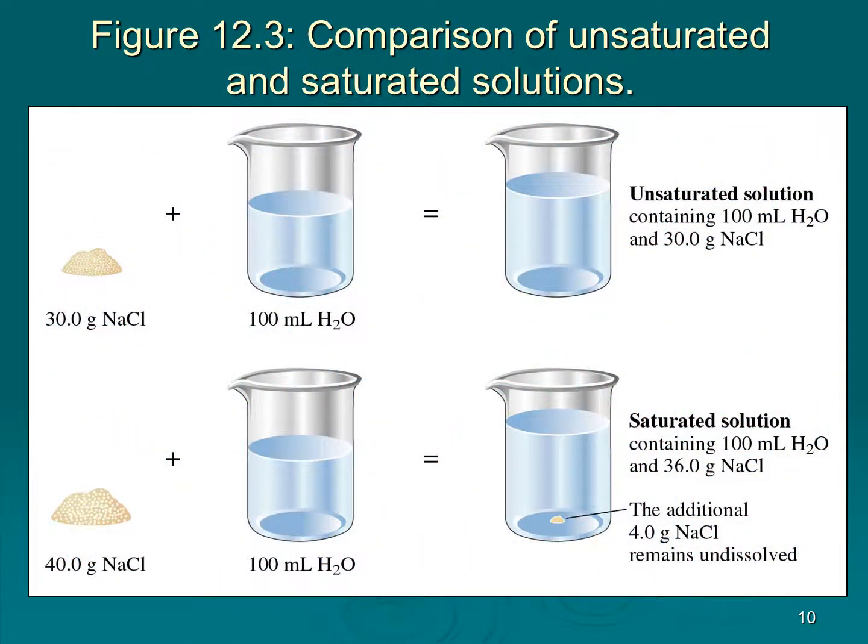So here's just an example. It turns out that the solubility of salt is 36 grams for every 100 grams of water, or 100 milliliters of water. If you took 30 grams of sodium chloride and added it to the water, it would all dissolve. This would be an unsaturated solution because we could still dissolve some more salt. If we put 40 grams of salt into that same 100 mL of water, 36 grams will dissolve, and the additional 4 grams will remain undissolved. So this would be called a saturated solution.